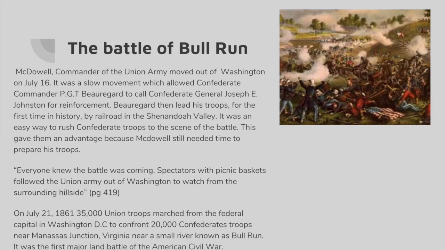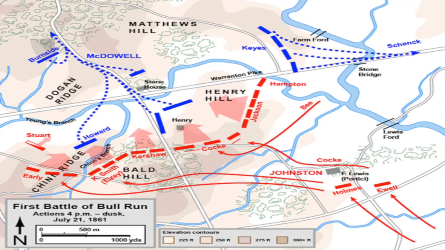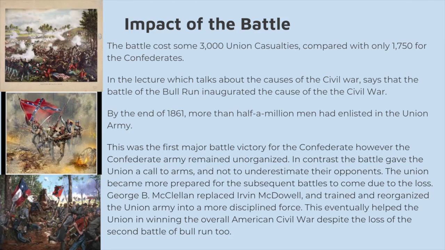It also says on July 21st, 1861, 35,000 Union troops marched from the federal capital in Washington, D.C. to confront 20,000 Confederate troops near Manassas Junction, Virginia, near a small river known as Bull Run. It was the very first major land battle of the American Civil War. Alright, and this is a map that shows the first Battle of Bull Run. Right here in the red are the Confederates, and right here are the Union. This is them sort of coming in.